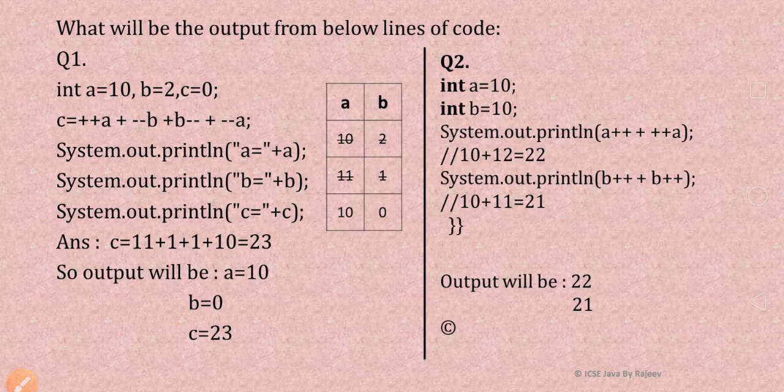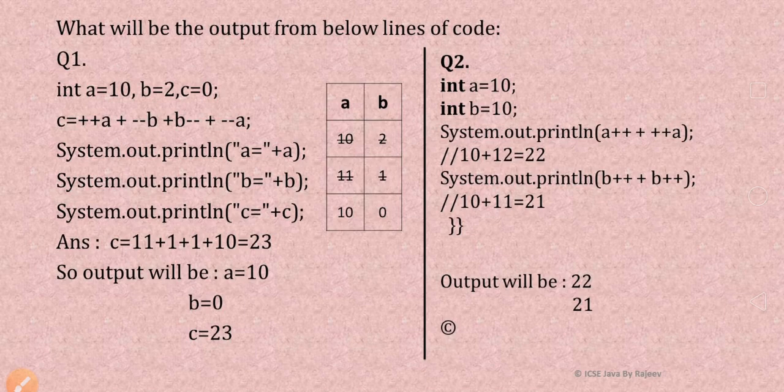What will be the output of the following lines of code? First one is int a equal to 10, b equal to 2, c equal to 0. If you see this expression, we have to print three outputs: the final value of a, b and c. The a value we have is 10 and the b value is 2, which are already given in the question.